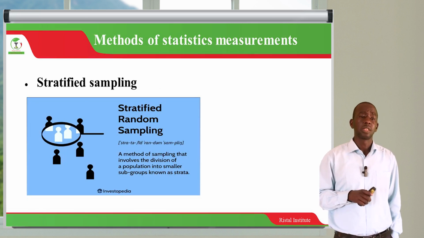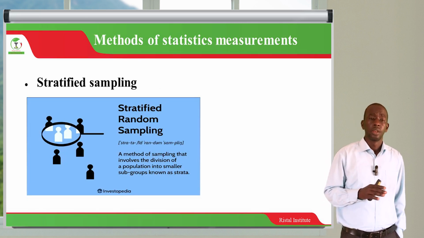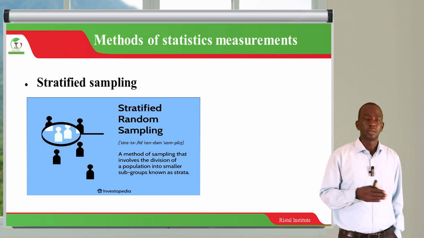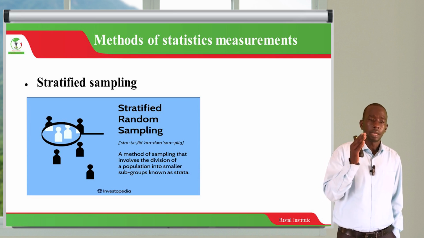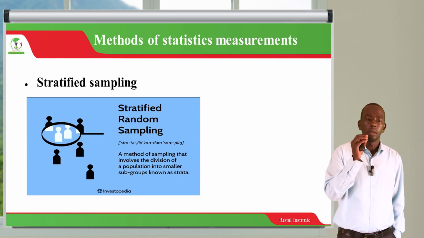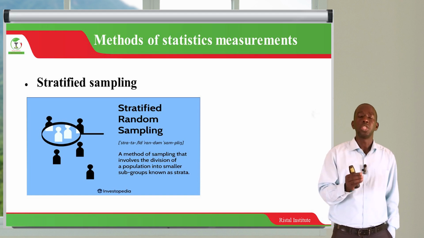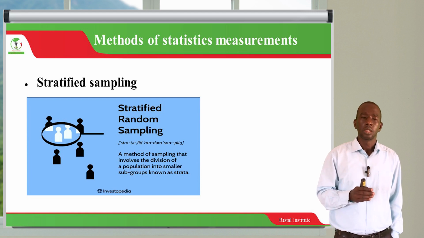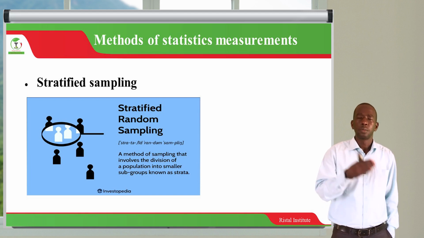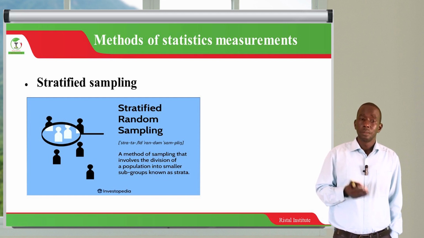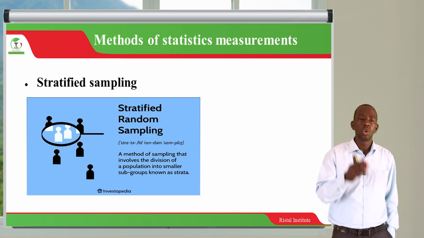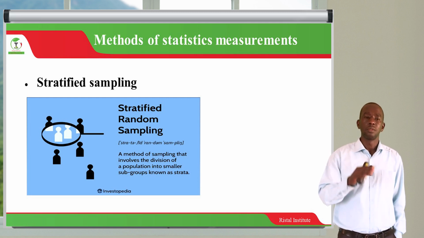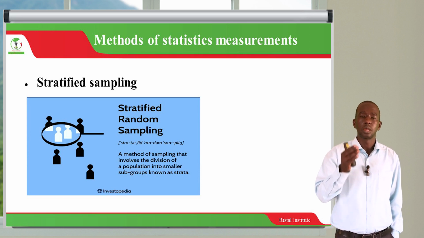Secondly, we are using stratified sampling, basically strata. Stratified random sampling involves the division of a population into smaller subgroups known as strata. For example, you have a big population of more than 1 million, but you're not going to interview the whole population of 1 million. Instead, you break the population down into small subgroups.